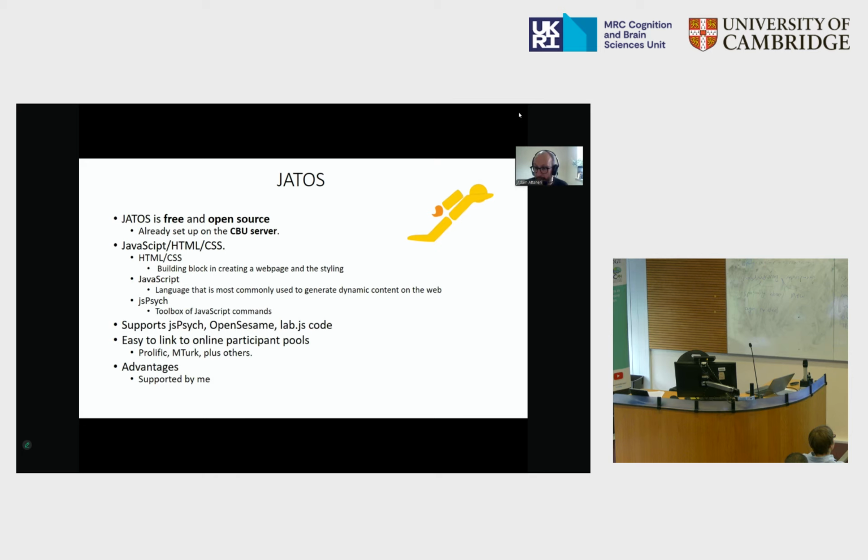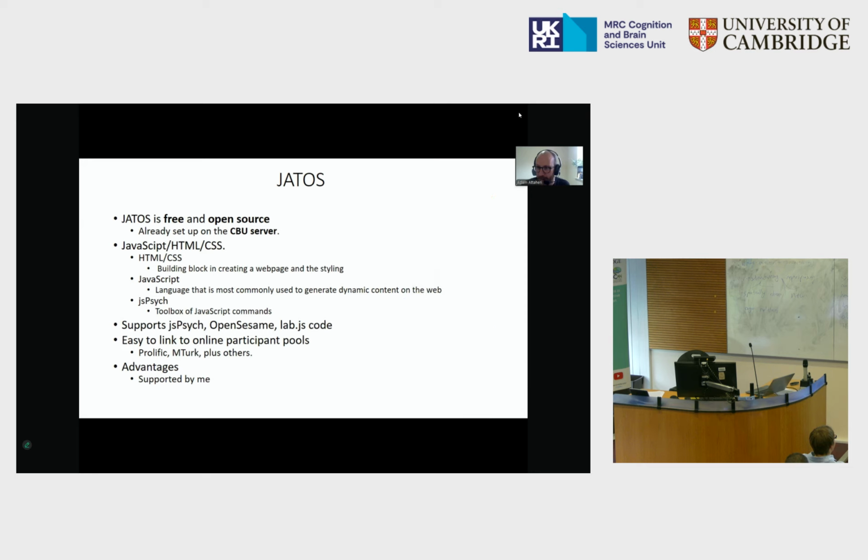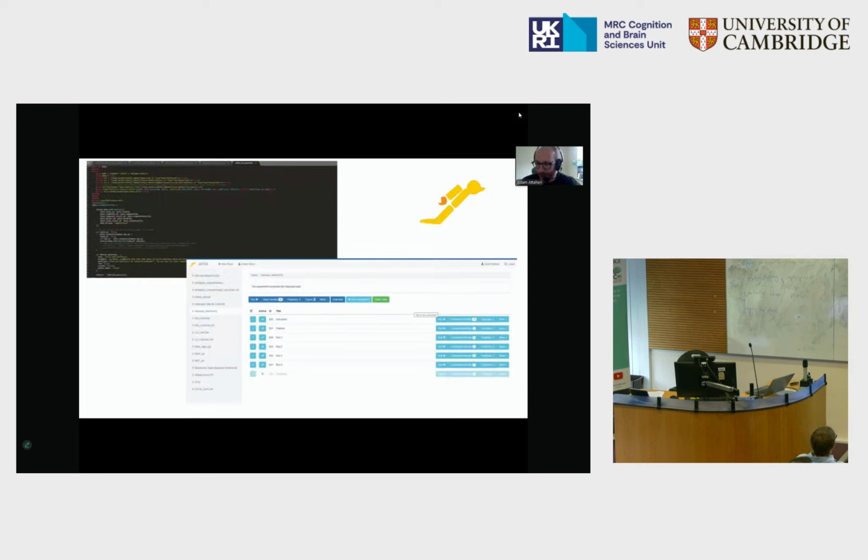One nice thing about JATOS, it's sort of in keeping with the MRC mission of it being free and open source, and it's also easy to link it to online participant pools. Most commonly, people these days use Prolific for recruiting their participants. Now, I'll cover most of the pros and cons of JATOS on a later slide, but one of the main advantages of JATOS is it's the one that I've got most experience supporting. So I put a little animation in there. Me and you will work our JATOS problems out together.